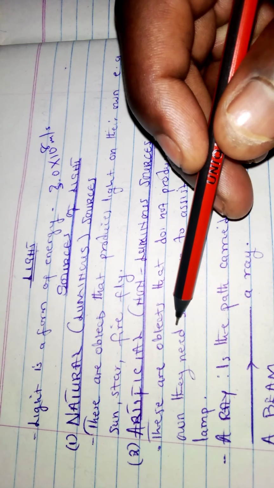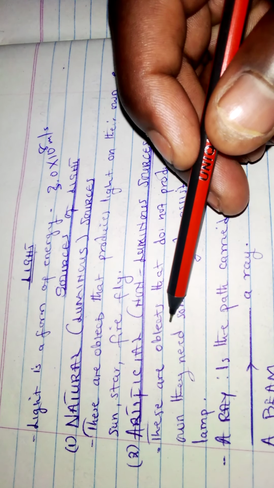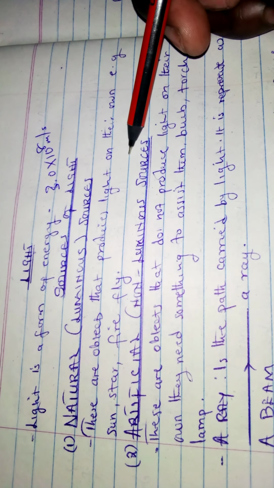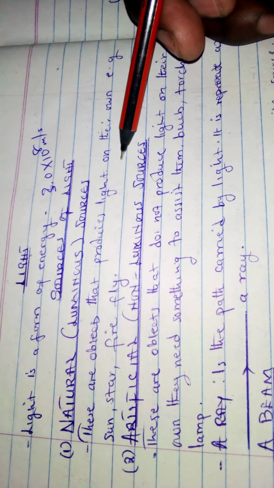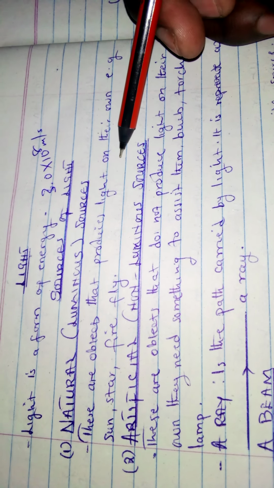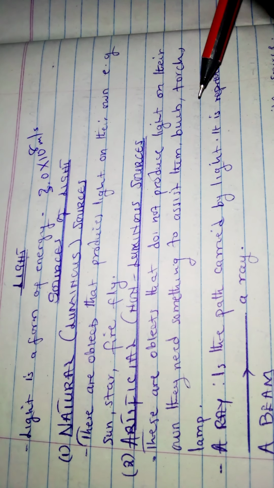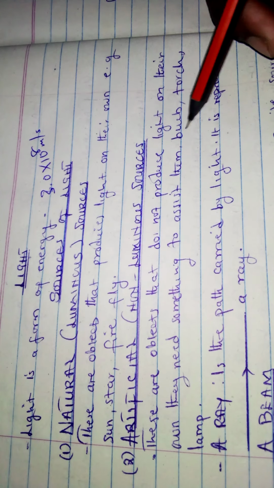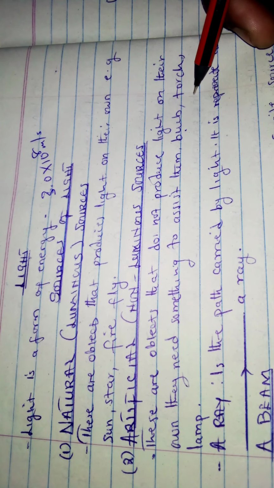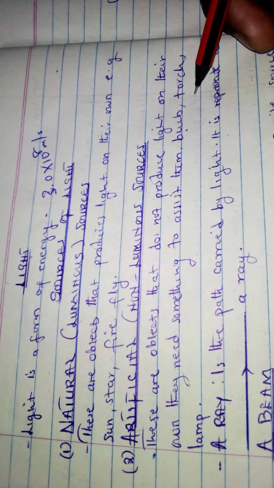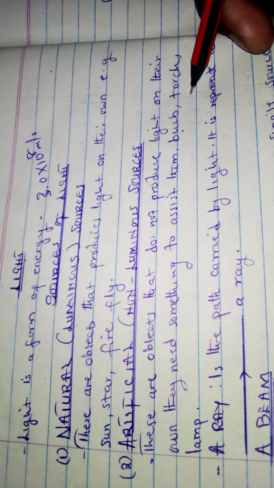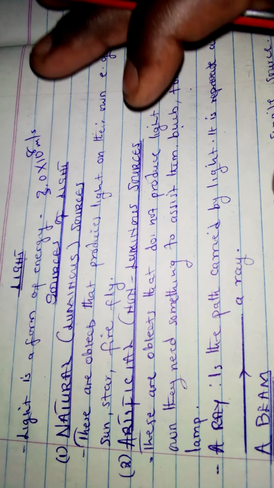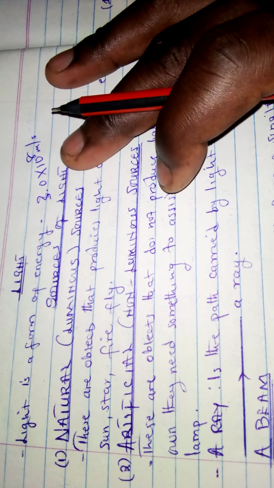Then those that are artificial ones are non-luminous sources. These rely on other objects for them to produce light. For example, a bulb, a torch, a lamp. So these are non-luminous sources. So this is what you should know about light.